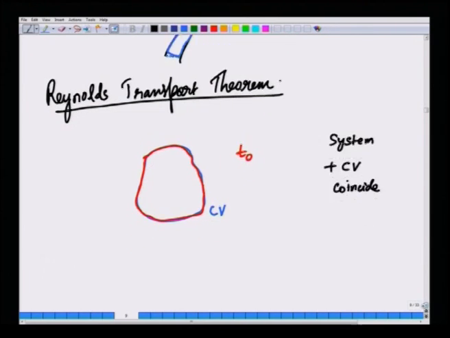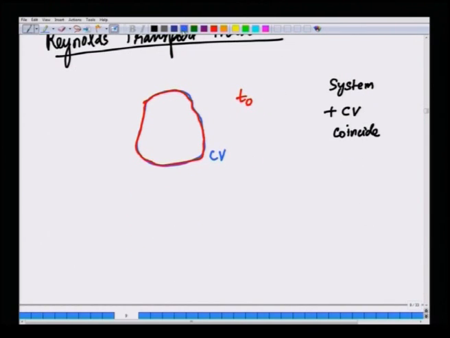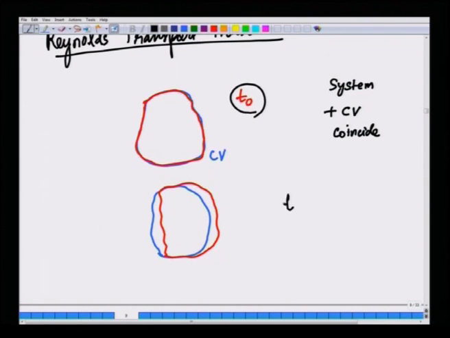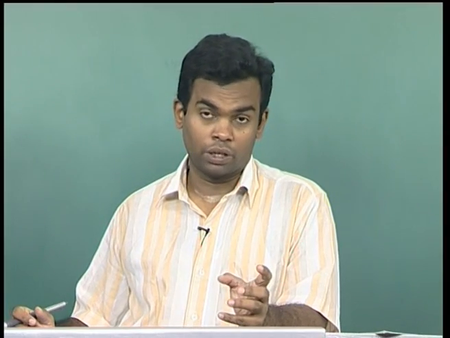At a later time, the CV is still a fixed region in space, but the system would have moved depending on the way the fluid flows. I am just showing it schematically here, something like this. This is at time t0, this is at time t0 plus delta t. The CV, denoted in blue, remains the same. The system, because of fluid flow, if you follow a set of points, will in general move away from the CV.